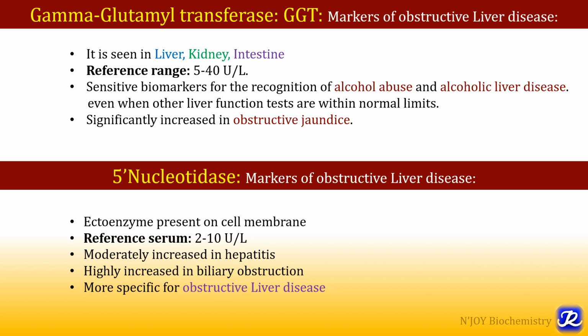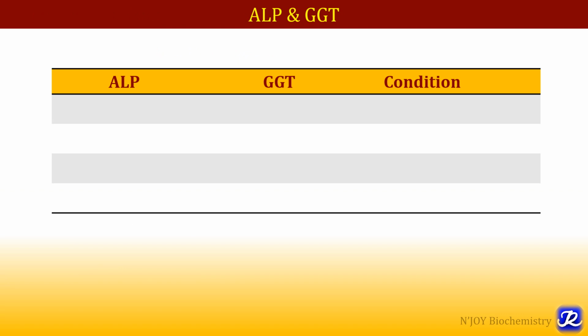Then comes 5-nucleotidase. It is also a marker of obstructive liver disease, but it is not routinely included in the LFT. It is an ectoenzyme present on the cell membrane, and the reference range is 2 to 10 units per liter. It is moderately increased in hepatitis, but highly increased in biliary obstruction. So it is more specific for obstructive liver disease. Let's see how to interpret values of alkaline phosphatase and gamma glutamyl transferase together.